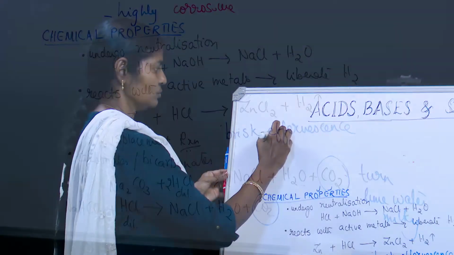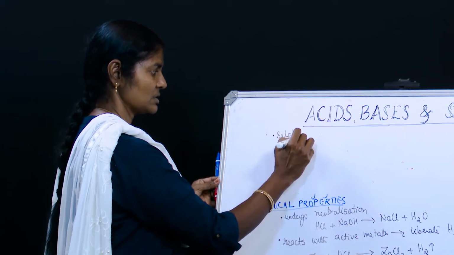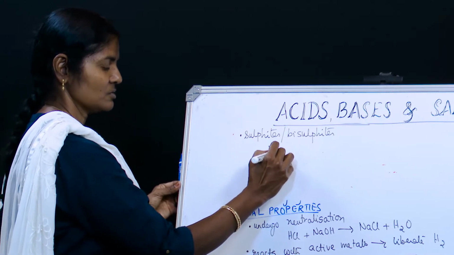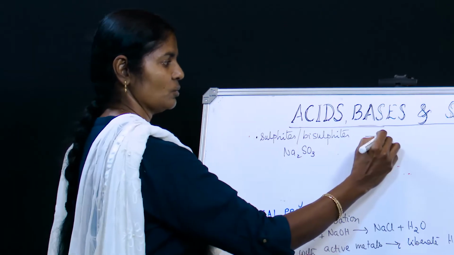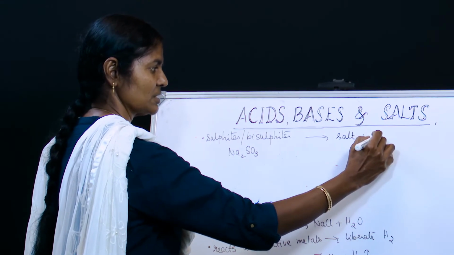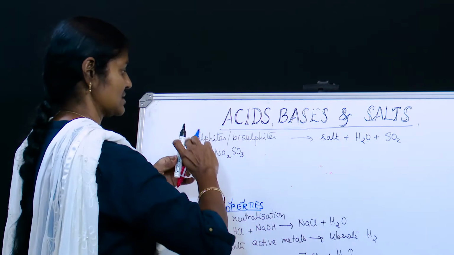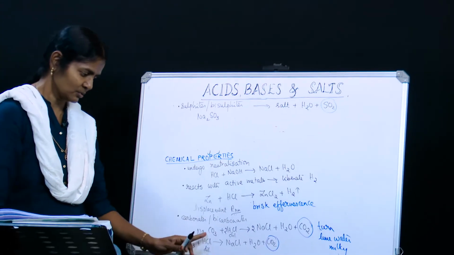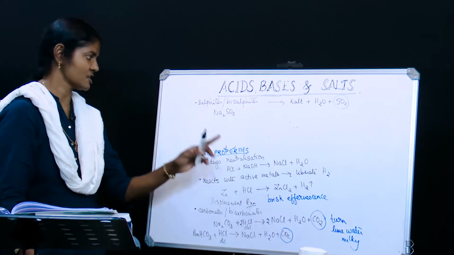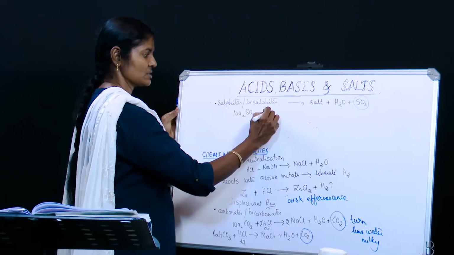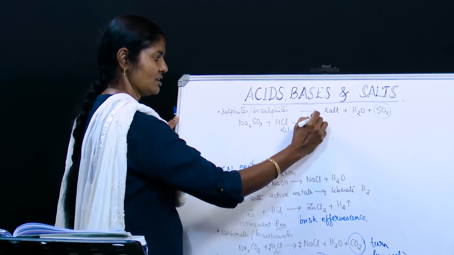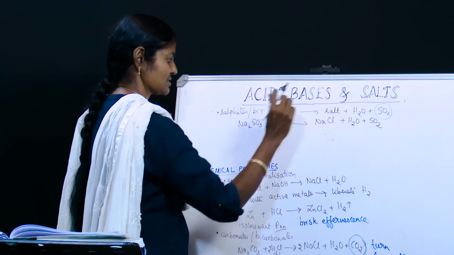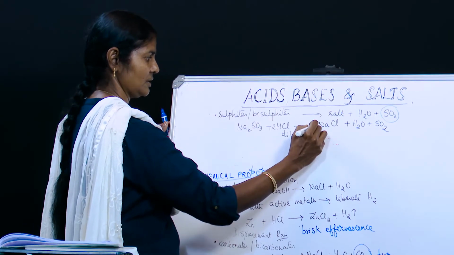Two more properties: it can also react with sulfites and bisulfites. Okay, for example, sodium sulfite. So what would it give? It would give salt plus water plus sulfur dioxide. That's the difference here. Here it is carbon dioxide, here it is sulfur dioxide. Here you have carbonate, so that releases carbon dioxide. Here it is sulfite. So when this reacts with hydrochloric acid or any dilute acid, it would give you salt plus water plus sulfur dioxide.